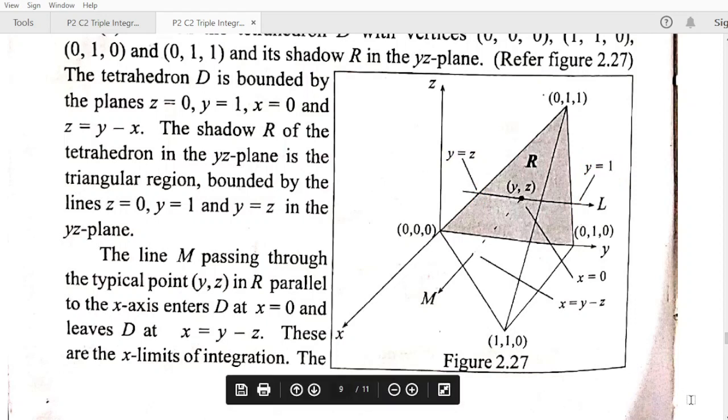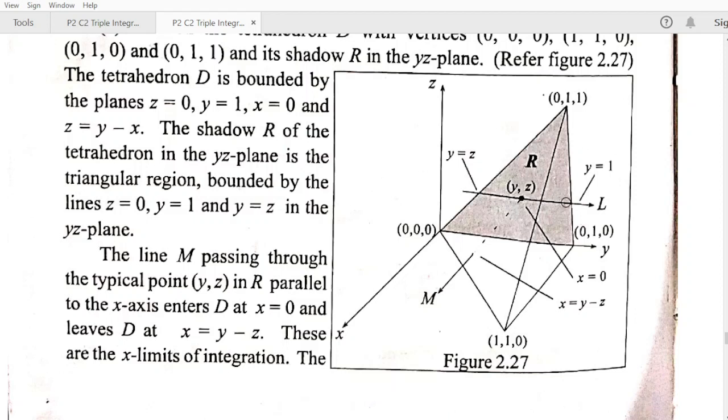Now we have to find the limit of z. To find the limit of z, we will observe this line. We see that this line will cover the triangular region only if it is shifted from this point to this point. If the line is shifted from this point to this point only, then the line covers the whole region. The value of z at this point is 0 and the value of z at this point is 1. So we get the limit of z as 0 to 1.